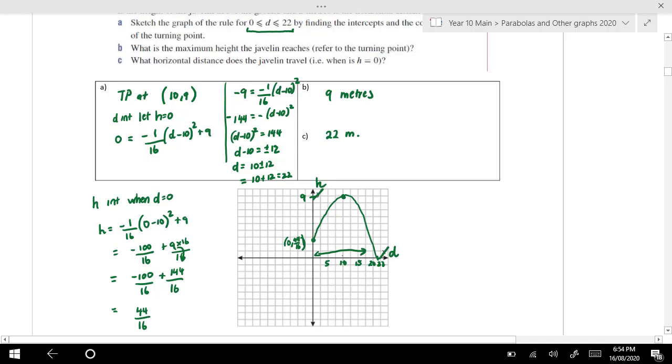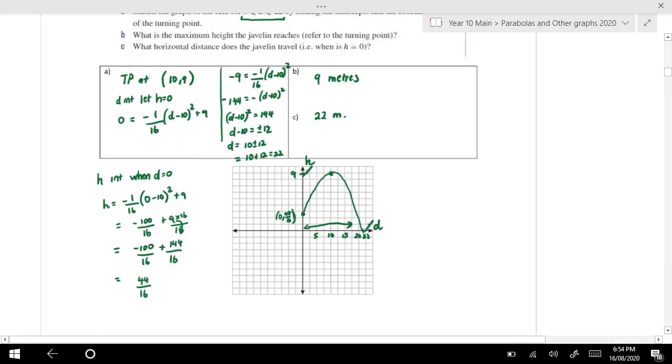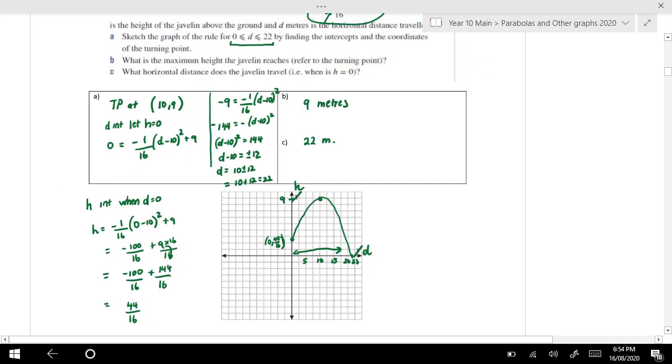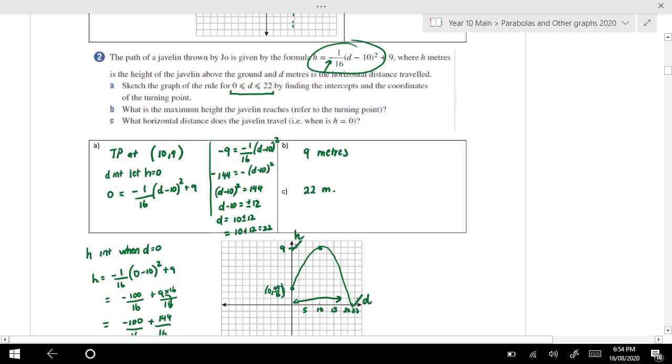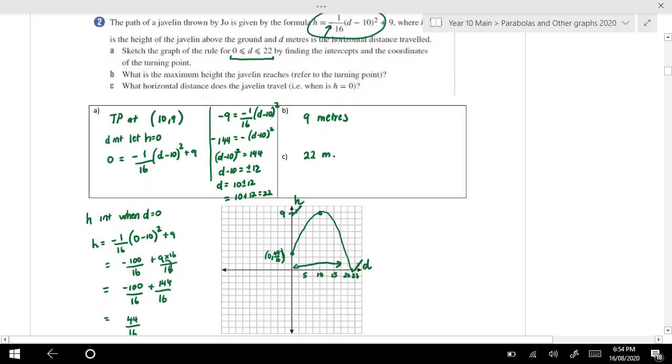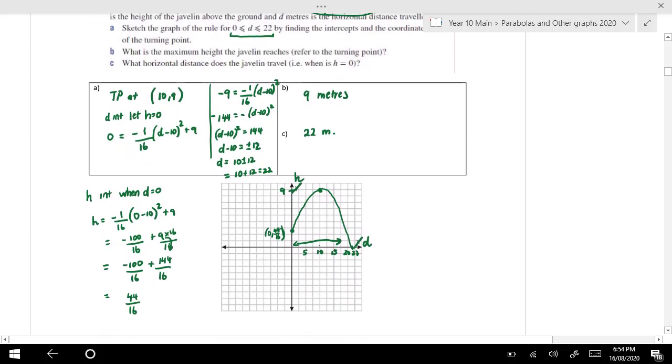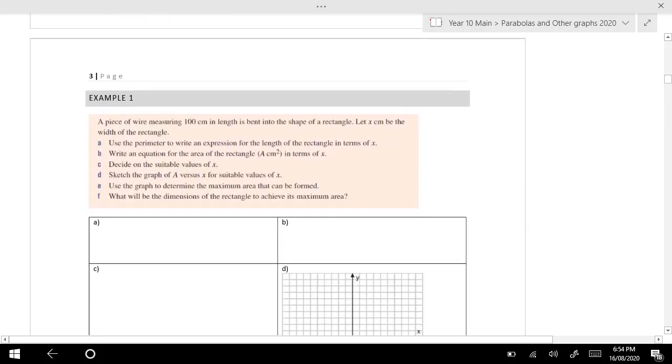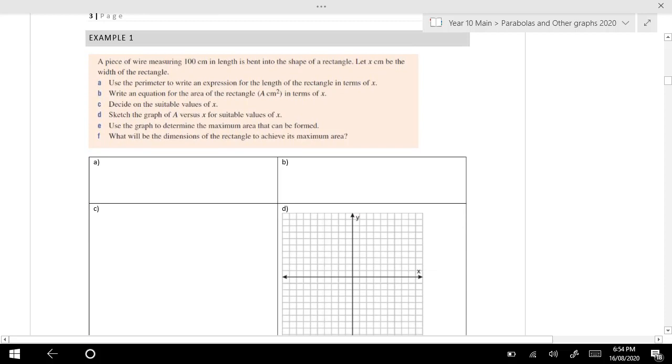Okay, so it goes up in the air, goes up 9 meters high, and then 22 meters away is where it lands. As you can see, it's the same principles, you've just got to turn those words into something meaningful by looking at them in a slightly different context. Now let's go through another one.